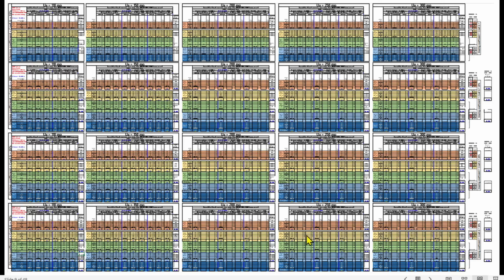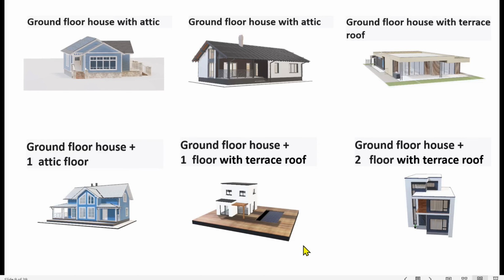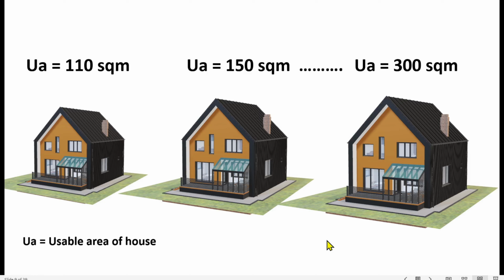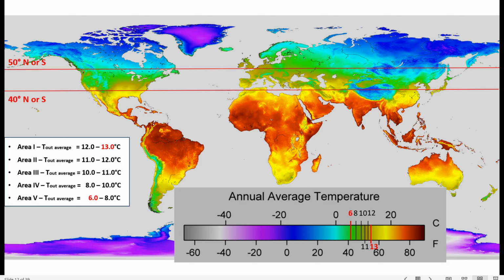We will see how the calculations related to the effect of the orientation of the houses and the glazing coefficient were made for approximately 3,000 houses. We analyzed this heating energy consumption for different types of houses, for various usable areas, for different glazing coefficients between 15 and 30%, and for different climatic areas between latitude of 40 to 50 degrees north or south.